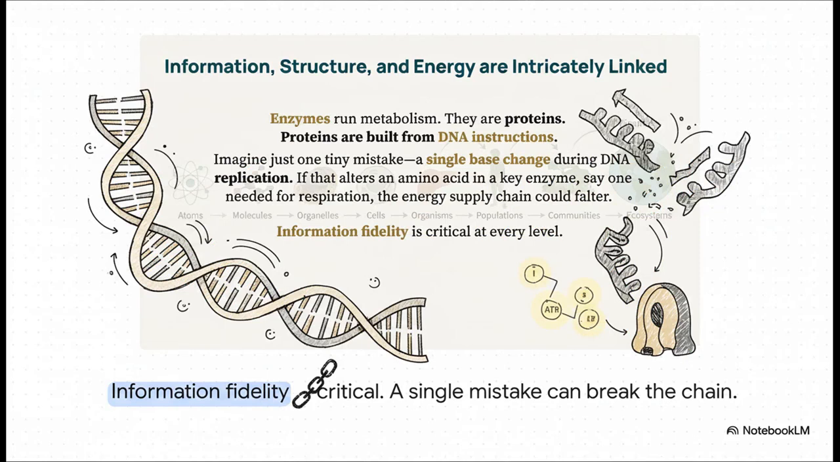So here's the big takeaway from all of this. These three things, information, structure, and energy, are not separate. They are a chain, and a fragile one at that. Just think about it. One tiny typo when the DNA is being copied could change the shape of a protein. And if that protein is a crucial enzyme, it might not work anymore. And if that enzyme doesn't work, a whole metabolic pathway could shut down, starving the cell of the energy it needs to survive. The accuracy of that initial information is absolutely critical for the whole system.